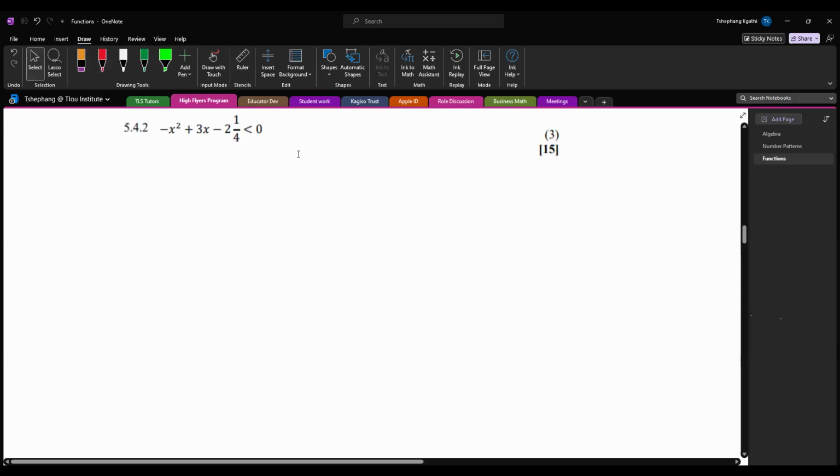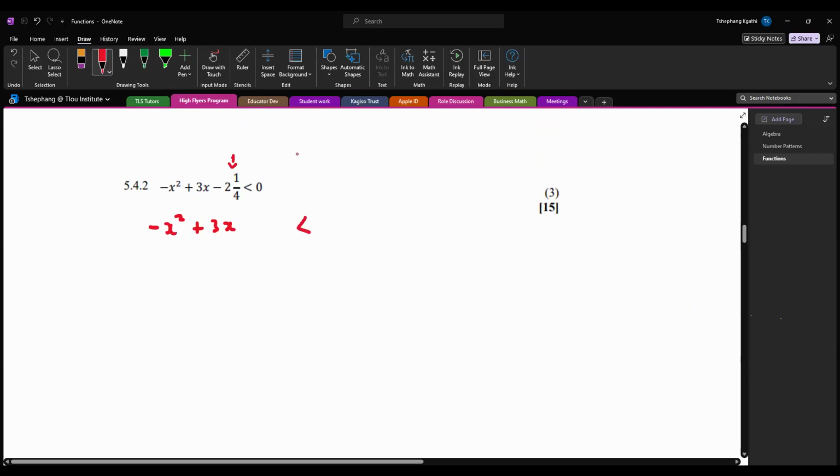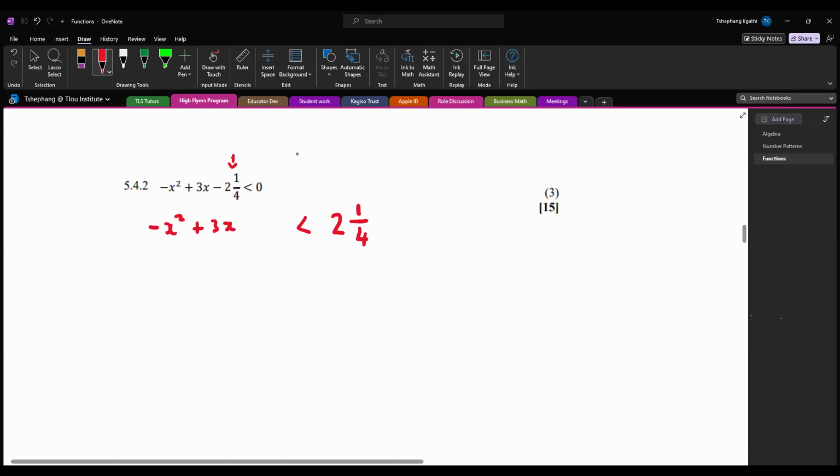Let's see how we can go about this one. What I'm going to try and do here is I'm going to say I have minus x squared plus 3x. Then I'm going to take this to the right hand side. So I'm going to say I have 2.25.